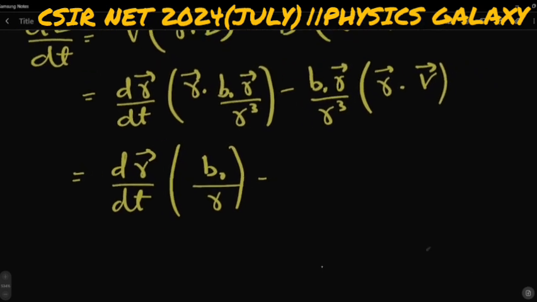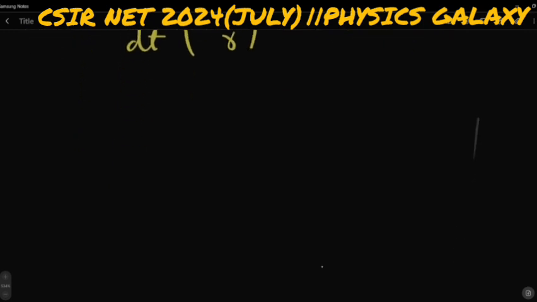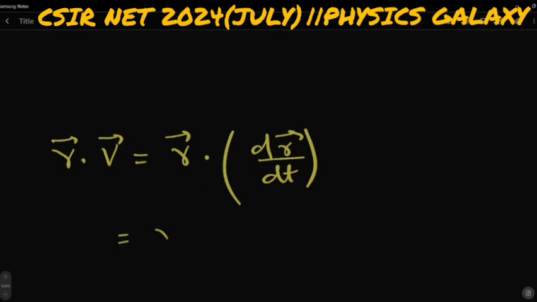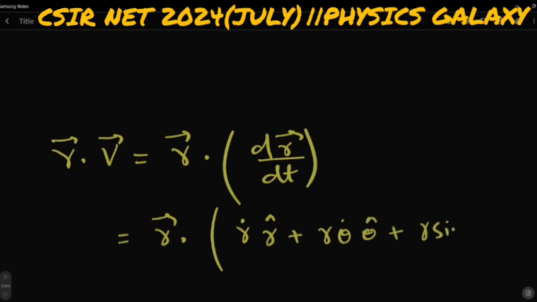Now what about the second term? Let's solve it. First of all, let's evaluate r dot v vector. So r dot v vector equals r dot dr by dt, and velocity can be written in terms of spherical coordinates: r dot r cap plus r theta dot theta cap plus r sine theta phi dot in the direction of phi cap.